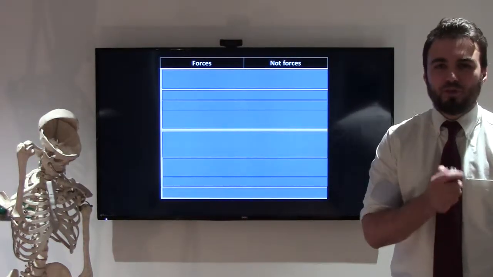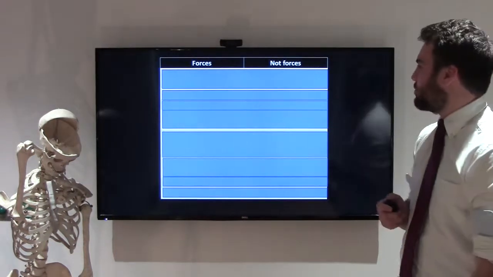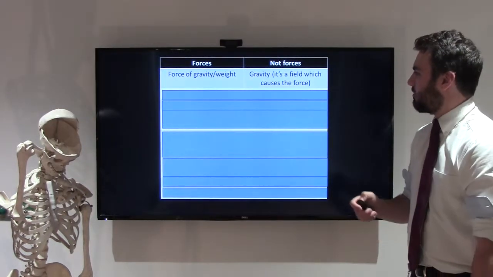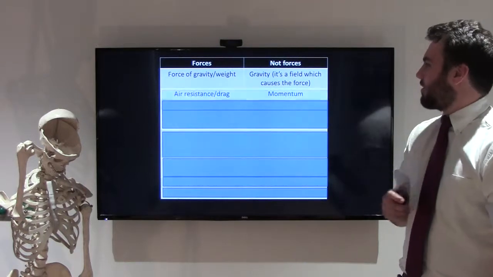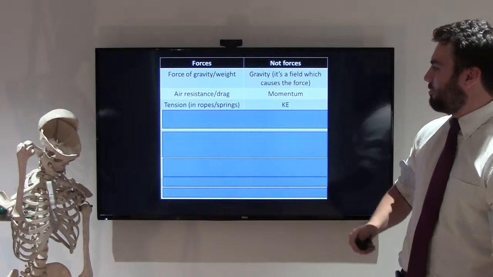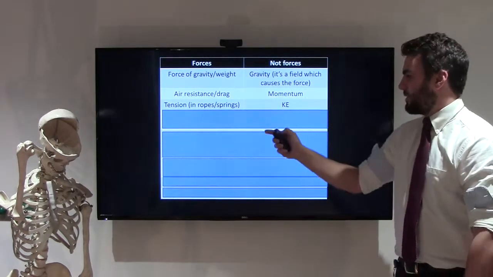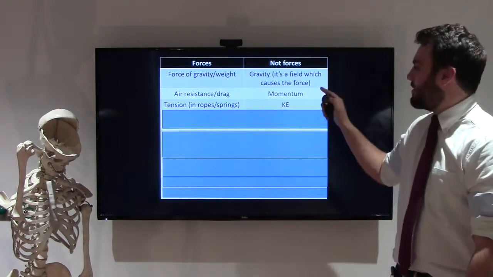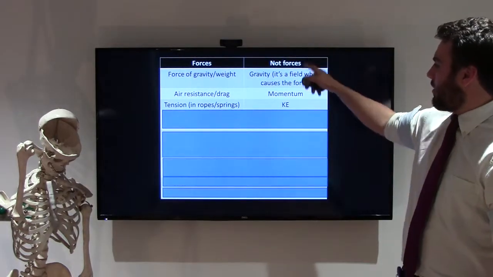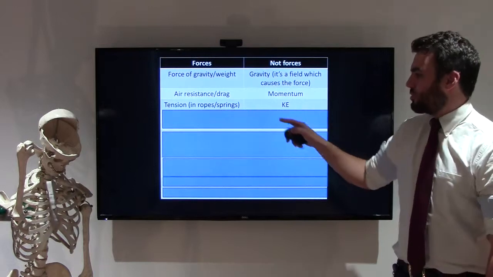We need to know the names of the forces, and we definitely don't want to get them confused with things that aren't forces. So here's some common mistakes and things we need to think of. Don't ever say just gravity. Gravity is the field which causes the force. Air resistance. Momentum is not a force. Forces change the momentum. Forces can transfer energy, but forces are measured in newtons, capital N. Things like energy are measured in joules.